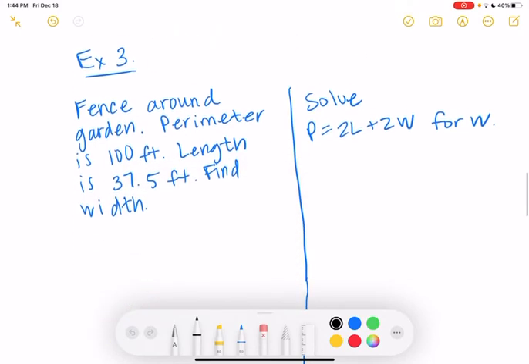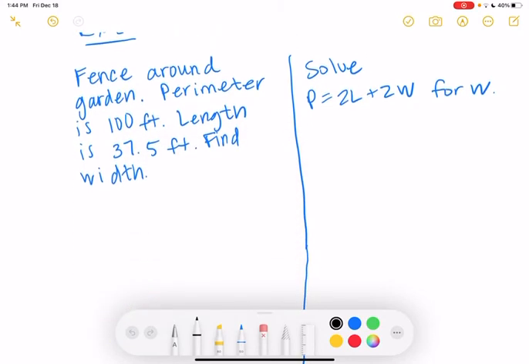Okay, next, we have the fence around the garden now. So that's the perimeter, and it is 100 feet. The length is 37.5 feet. Find the width. And then on the right, solve P equals 2L plus 2W for W. Okay, so that formula there, if you don't know that P equals 2L plus 2W, that's your perimeter formula. So if you need that to solve the one on the left, go ahead and use that.